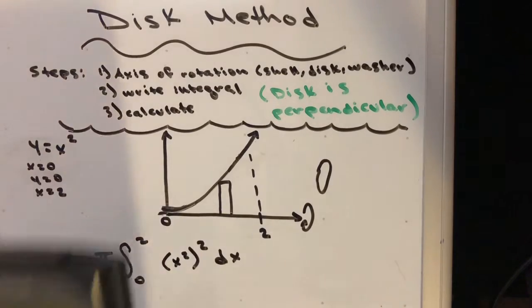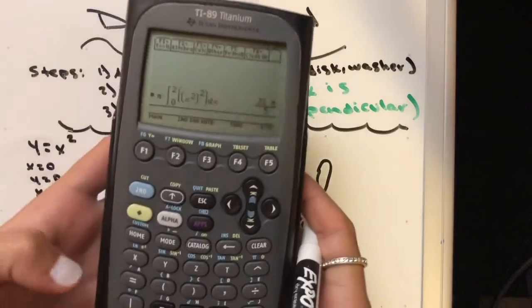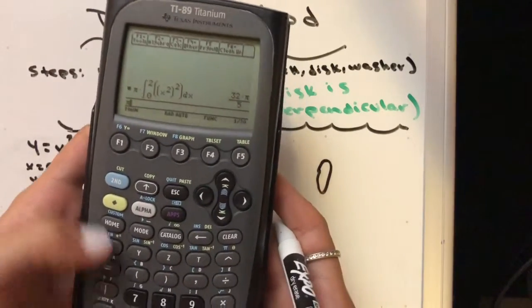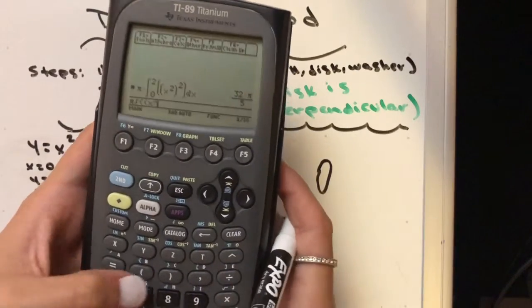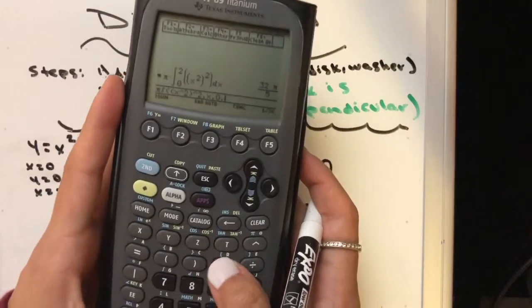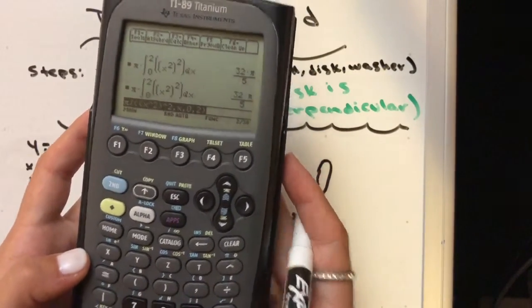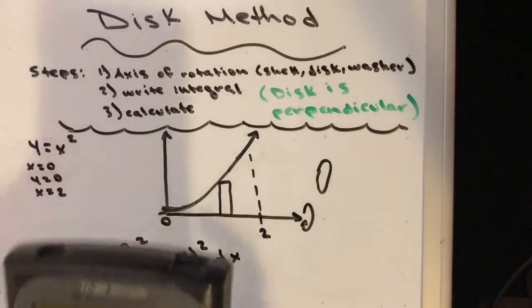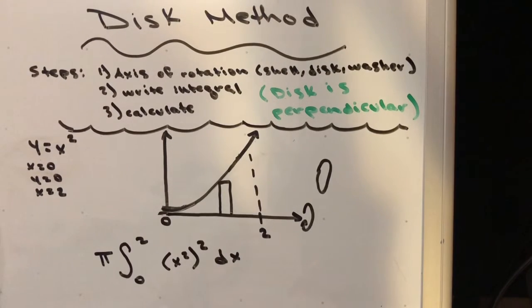So we're going to take our calculators right here, and we're going to put second pi, second integral, x squared, comma x, comma 0, comma 2. And then we'll get the right answer, which is 32 pi over 5. And that's disk method. We're going to do one more practice problem after this.